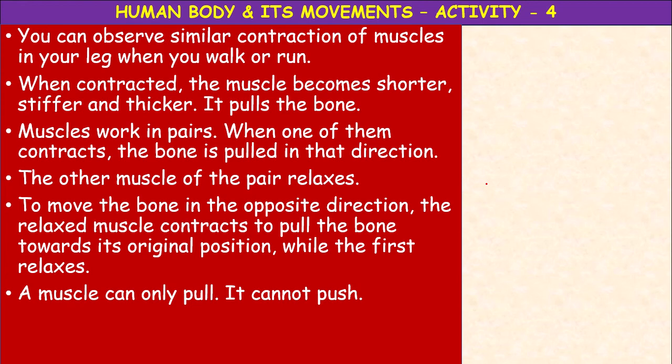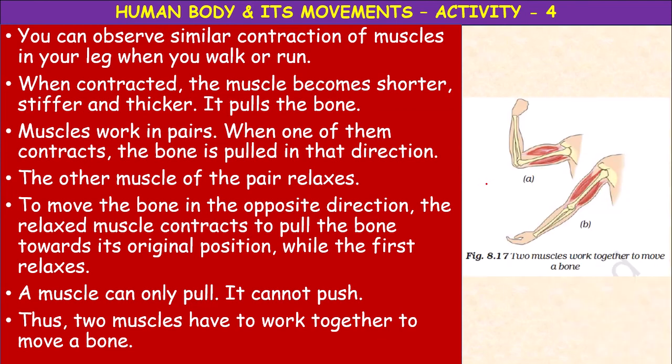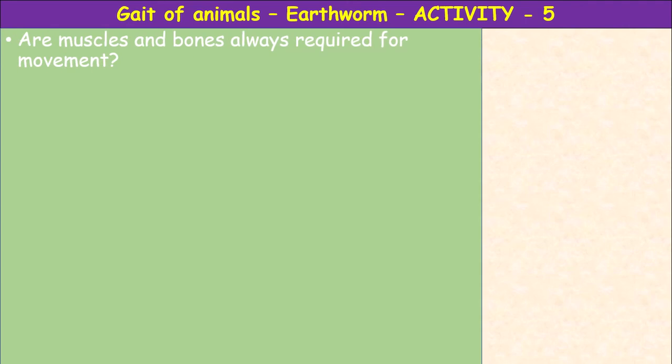So a muscle can only pull, it cannot push. Thus, two muscles have to work together to move a bone. This is the concept we have learnt. Let us continue with another activity.